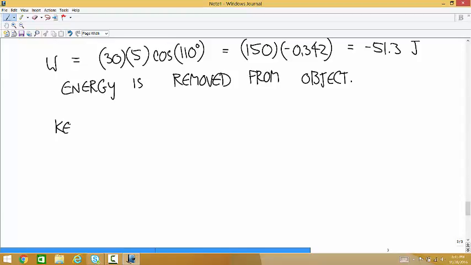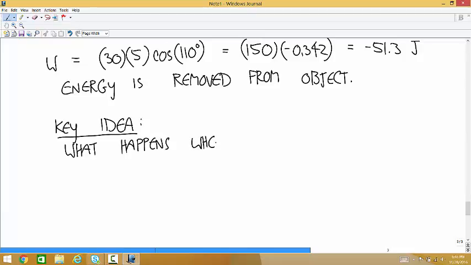So this is sort of a key idea. What happens when the force vector and the displacement are exactly 90 degrees apart?